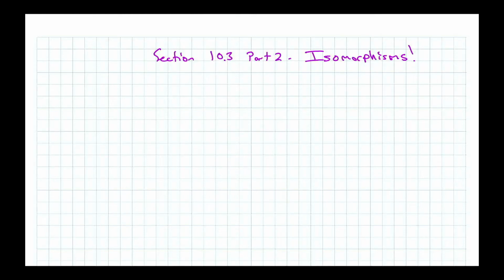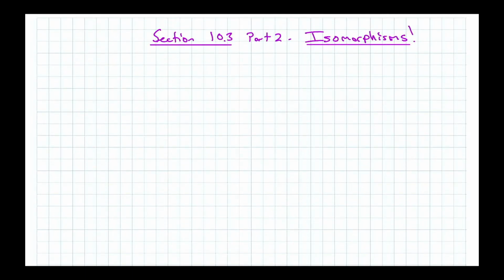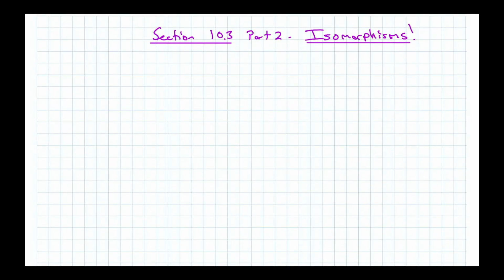Hello, everybody. So what we're going to be looking at today is still section 10.3, which we started last time, but the second half, which is going to cover isomorphisms. Isomorphisms are an interesting topic. They're a good topic. They actually will help you in a wide variety of math classes if you know what isomorphism means. So it's a good topic for us to talk about in this class because you'll have a vague idea of what it is later on.